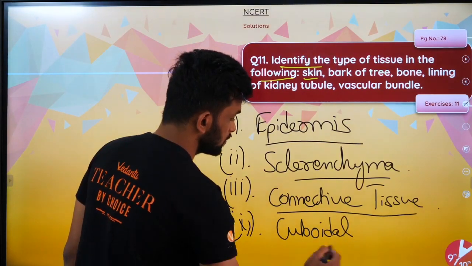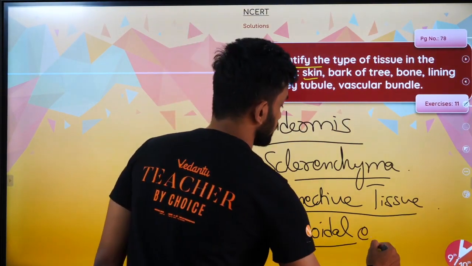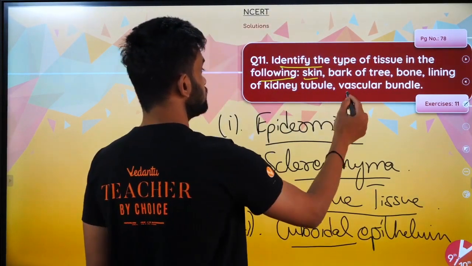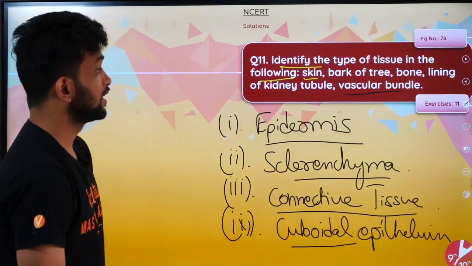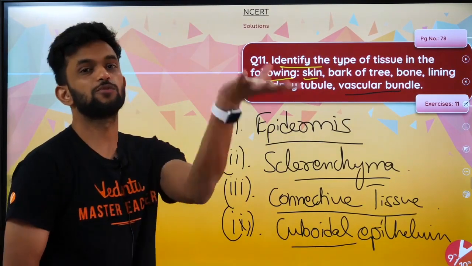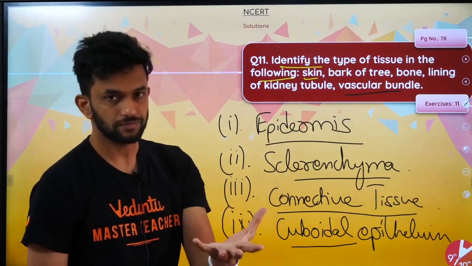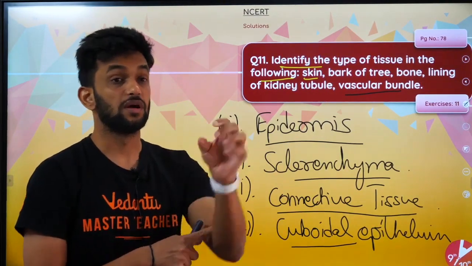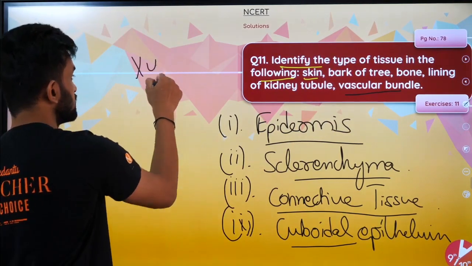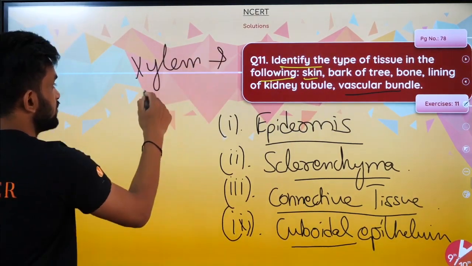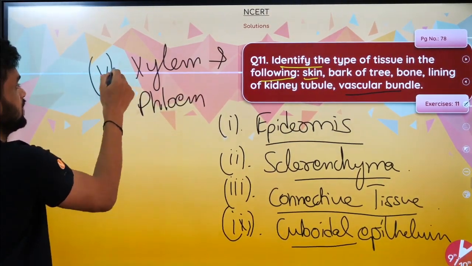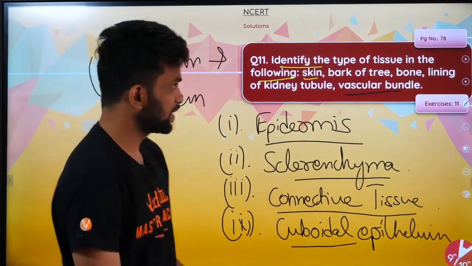Right, then the type of tissue in the vascular bundle. Vascular is anything which helps in transportation. Vascular means pipes. In us, vascular means arteries and veins. In plants, the vascular tissues are xylem and phloem. Xylem and phloem are the vascular bundles over there.